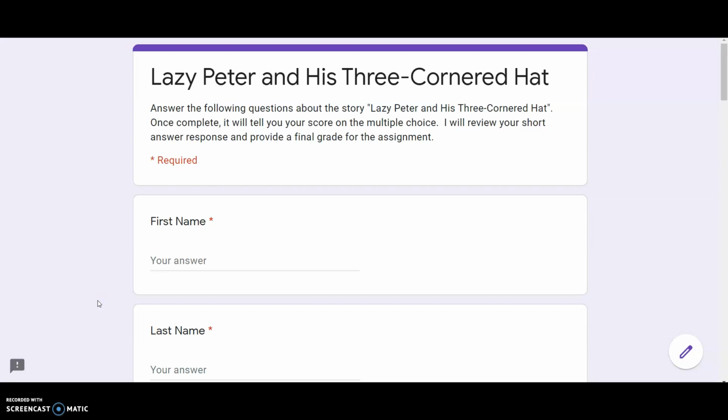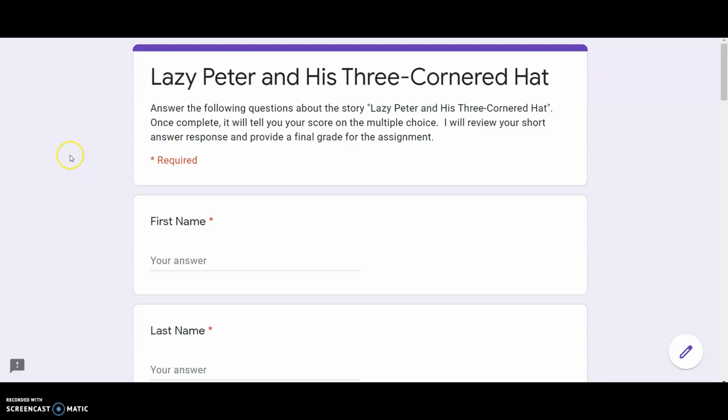Okay? All right, so once you pull up your form, it will look like this. Now, I made mine a little bit larger just so you can see it a little bit better, but this is what it should look like, and it says Lazy Peter and his three-cornered hat. Answer the following questions about the story Lazy Peter and his three-cornered hat. Once complete, it will tell you your score on the multiple choice. I will then review your short answer response and provide a final grade for the assignment.